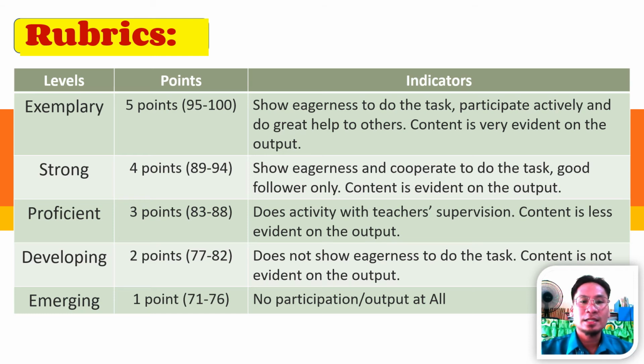For the exemplary, they show eagerness to do the task, participate actively, and do great help to others. Content is very evident on the output. For the strong, 4 points, show eagerness and cooperate to do the task. Good follower only. Content is evident on the output. Proficient, or 3 points, does activity with teachers' supervision. Content is less evident on the output. For the developing learners, 2 points, does not show eagerness to do the task. Content is not evident on the output. And for the emerging, 1 point, no participation or output at all.